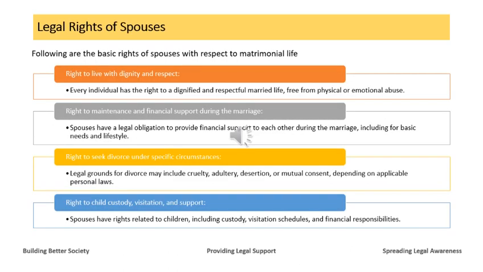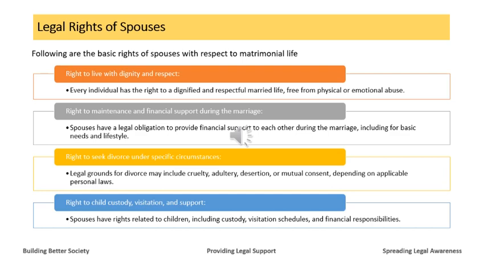So next we'll look at what are the legal rights for spouses. So these rights are categorized into four major things. Those things are, every spouse has a right to live with dignity and respect. So that is very important in a matrimonial life when two individuals are cohabiting in a home.